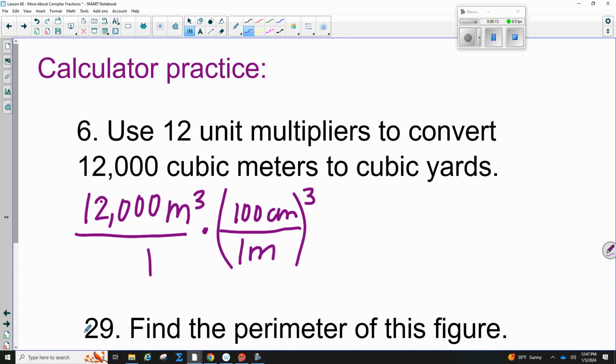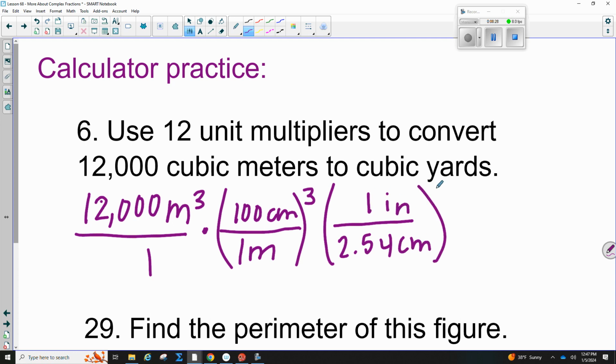Now here's where we convert over to our system. So now I'm going to go centimeters to inches. How many centimeters in an inch? Yep, so I do 2.54 centimeters over 1 inch, and I cube that entire thing. I've crossed off my meters cubed with my meters cubed and my centimeters cubed with my centimeters cubed. And I now go inches to feet. How many inches in a foot? That goes in the denominator because inches is on the top. So 12 inches is equal to 1 foot, and that whole thing is cubed.